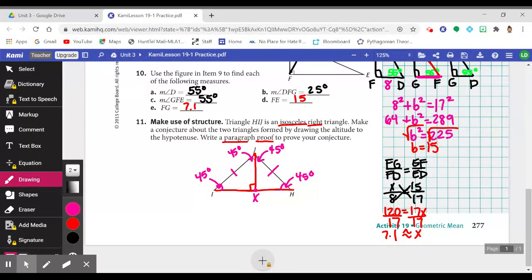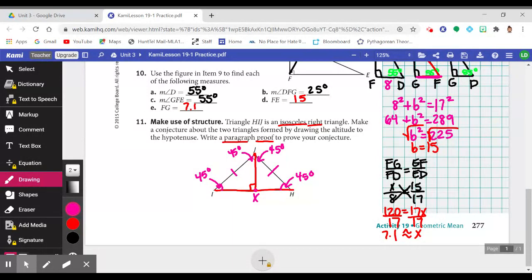And I encourage you to continue that pattern. Maybe draw an altitude from X to this side and consider, is it going to keep creating isosceles right triangles every time we draw that altitude? So you can write a paragraph proof, a formal 2-column, or a flowchart proof if you prefer. But it's really just seeing what's going to happen to an isosceles right triangle when we draw that altitude, creating two similar isosceles right triangles. Well, that's the lesson 19.1 practice.